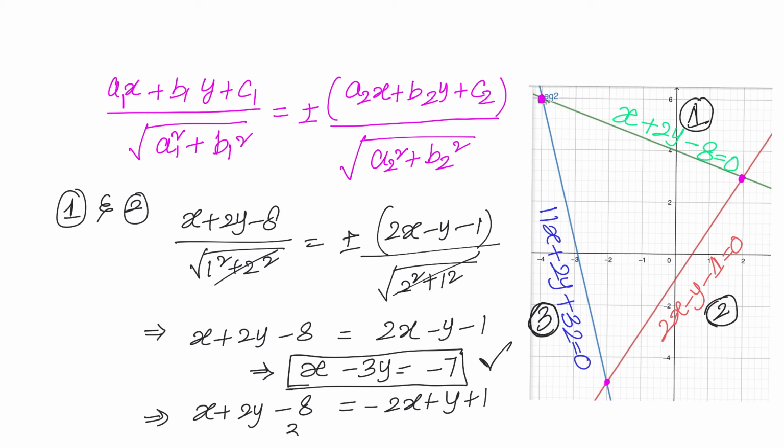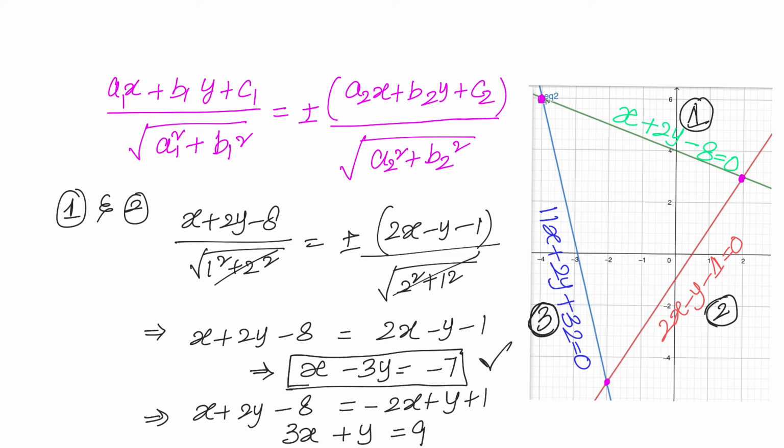We have 3x plus y equals 9. Now the y-intercept of this: if you put x equals 0, y equals 9. That means this second line, 3x plus y equals 9, is going in this direction. It is cutting at 9 somewhere here. And the first line is coming in this direction. So you can see very clearly, it's very easy to understand from the graph once you have the diagram.